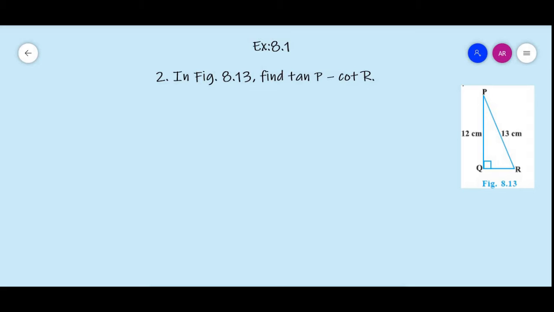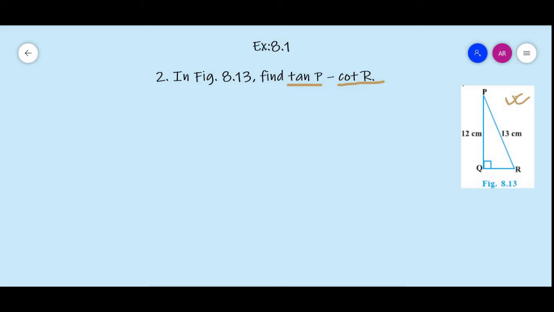So let us have a look at the next question that we have here. In this, we have to look at picture 8.13 and find tan P minus cot R. First of all, we should find the values of tan P and cot R. Then we can find out the final value. This question is similar to the previous question, but here they made it simpler for us. No need to even draw the diagram. The diagram has already been given to us in the question itself.